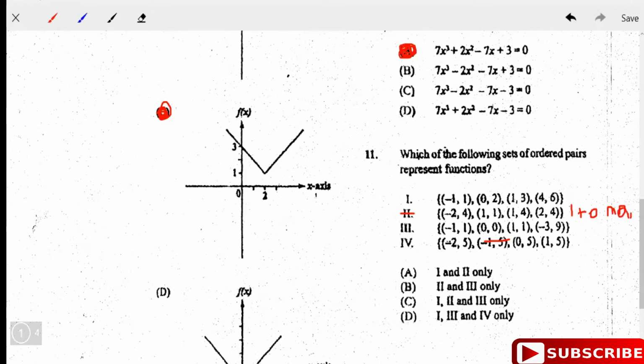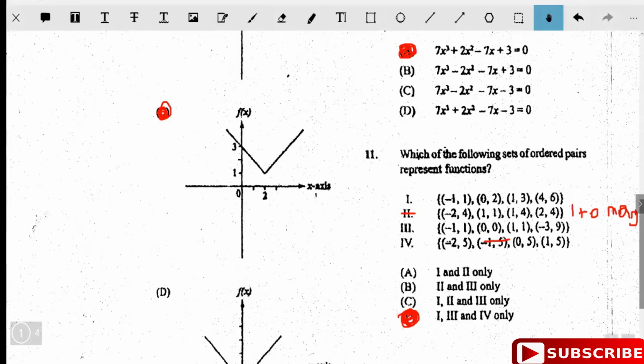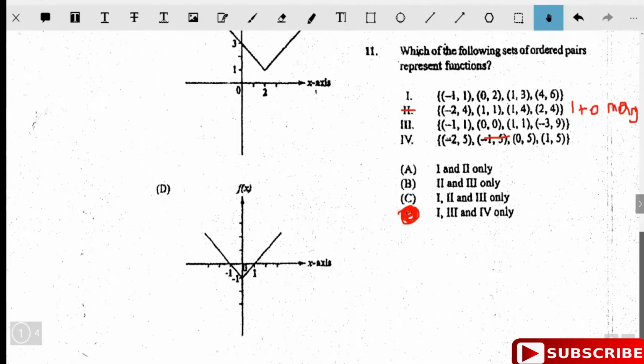And so therefore the question is already complete. If option 2 is one to many, then A is out, B is out, and C is out. And so the only option is D. Because option 2 has to be out. Because option 2 is not a function. All right, because that's a one to many relation. That's clear?